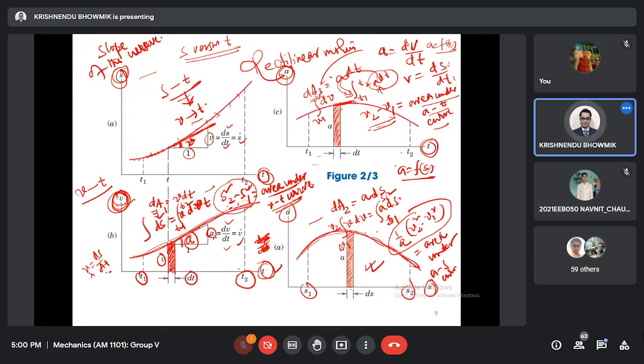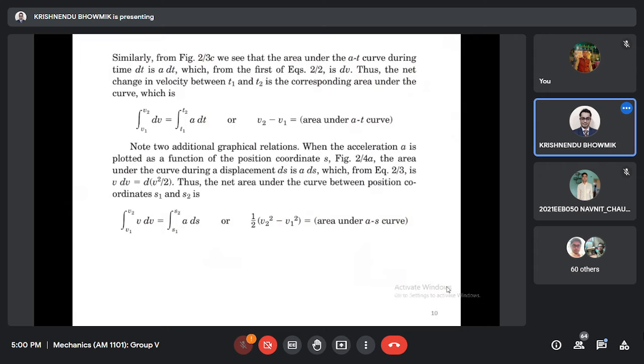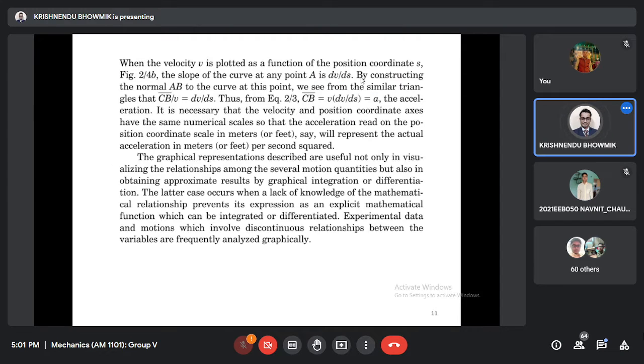Here we got that the change in kinetic energy per unit mass will be the area under the a-s curve. Those are the physical representations of different ways you can analyze rectilinear motion. Okay, so it has been shown here, and this is 2.2. You can read the 2 by 2 article from the books.